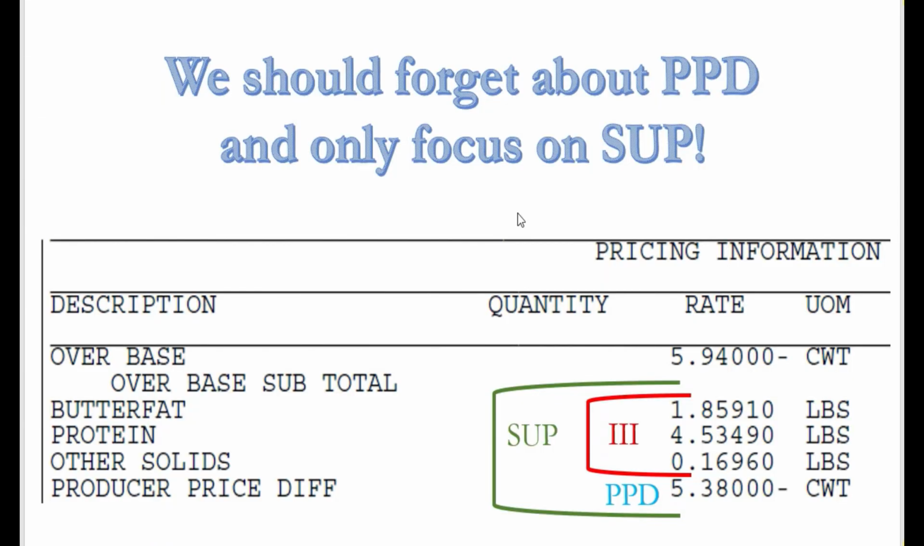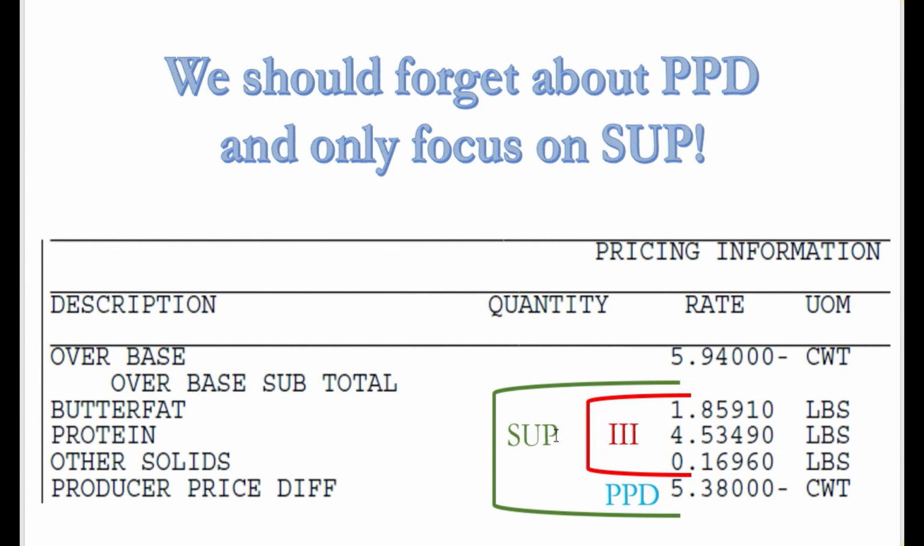So one of my arguments is we should actually just forget about PPD and only focus on statistical uniform price. PPDs are an artifact, and it only comes about for the fact that we pay out the components based on a Class 3 basis. So a lot of times the difference in the statistical uniform price will be very small, but we'll actually move money between the components and the PPD.